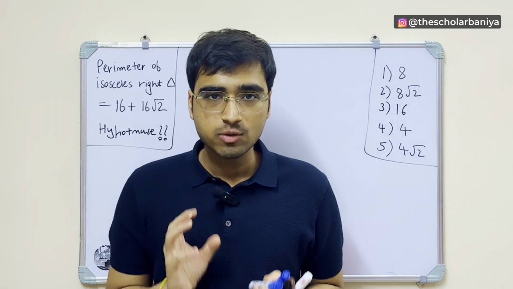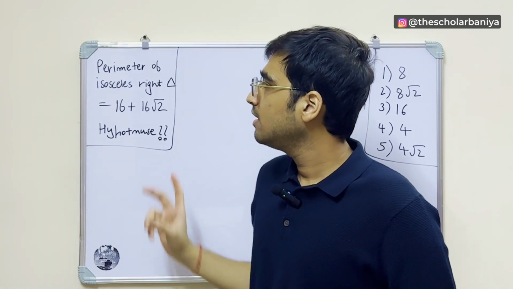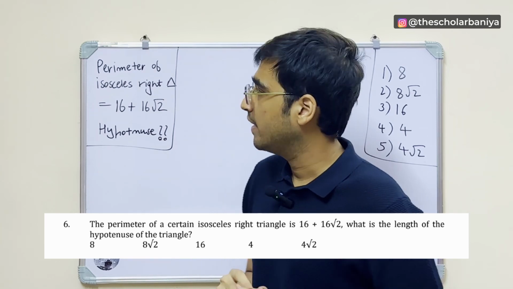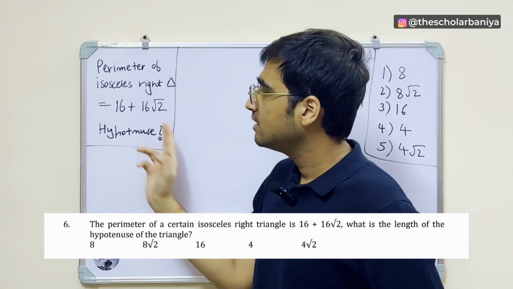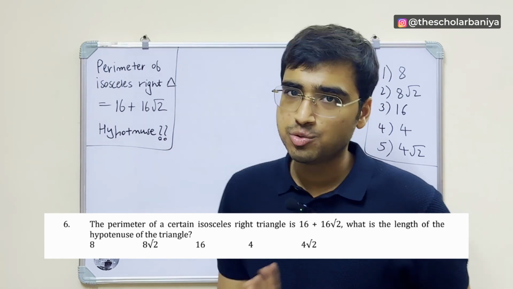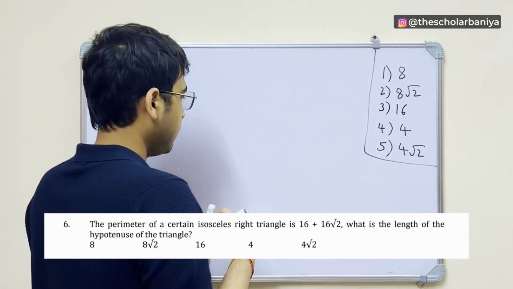So let's move on to the next question, guys. In this question, we are given that there is some isosceles right angled triangle, right? And the perimeter of that is 16 plus 16 root 2. And we have to find the length of the hypotenuse. Very simple question, nothing difficult in this.